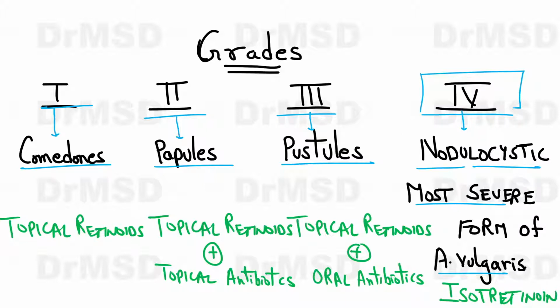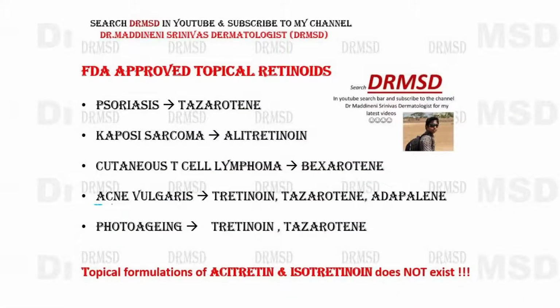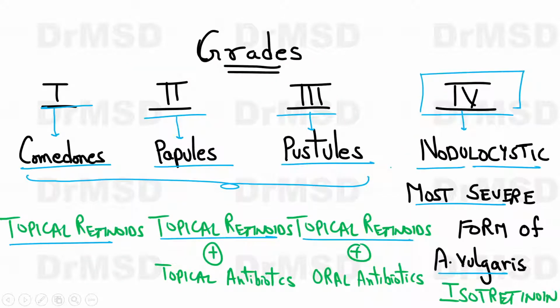And please remember, grade 4 acne is the most severe form of acne vulgaris. And if you look at the treatment part, grade 1, 2 and 3, in all of them, one thing is commonly used: topical retinoids. There are many topical retinoids which are FDA approved for acne vulgaris. Tretinoin can be used, adapalene can be used, tazarotene can be used. Very, very important. All these topical preparations can be used in the case of grade 1, 2, 3 acne.